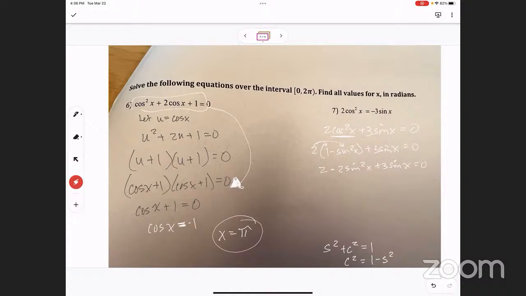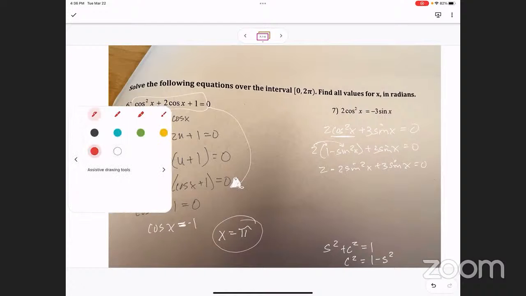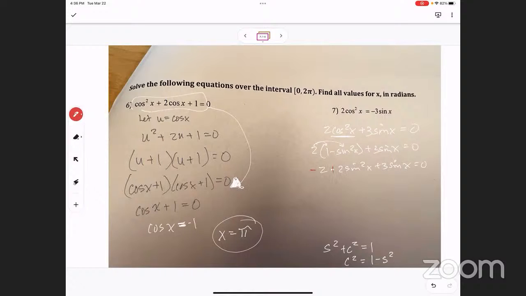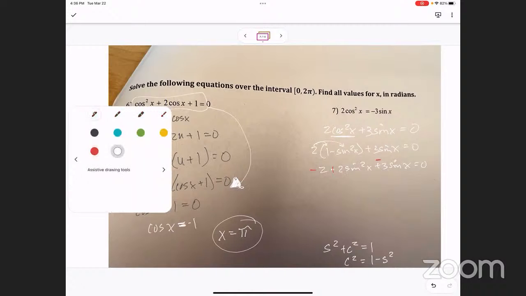Do you like the -2 in front of the squared term, or would you rather it be positive? Really doesn't matter. I'm guessing you would rather it be positive. So how can I very easily make that positive? Change the signs of everything. Multiply it by -1. So I'm going to multiply everything by -1. Is that okay with everybody? So this becomes a negative, that becomes a positive, and that becomes a negative. And then I'm going to write it in order so you guys aren't confused.